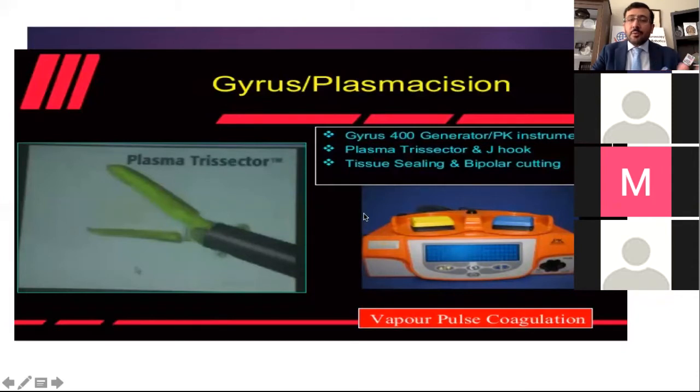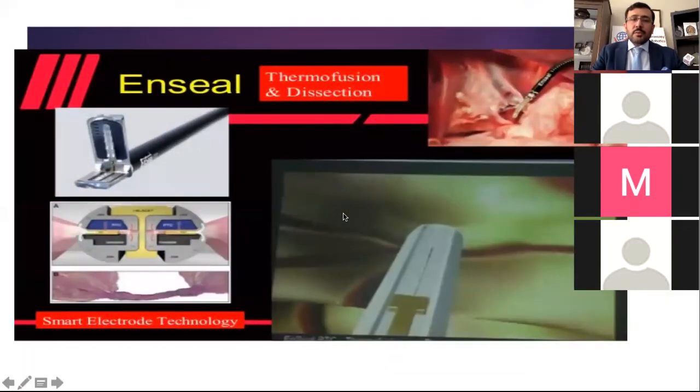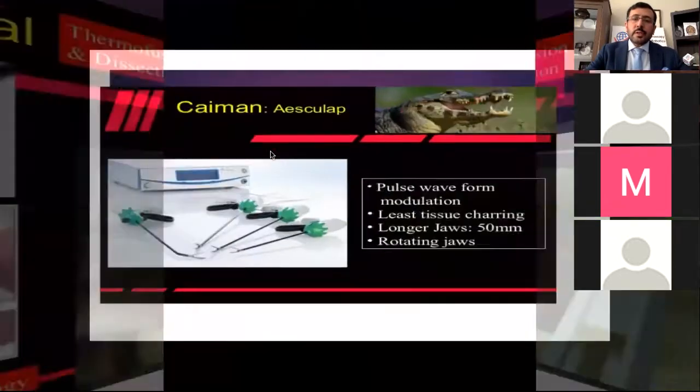Personally, I have no experience with this instrument, but overall it is available in the market, and it is also an option for you. And the other seal device, personally I have experience with this instrument. It is also good, like bipolar, and also excellent for dissection. Everything is just like LigaSure, so you can also use this instrument.